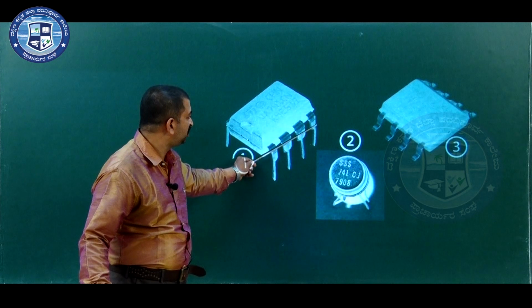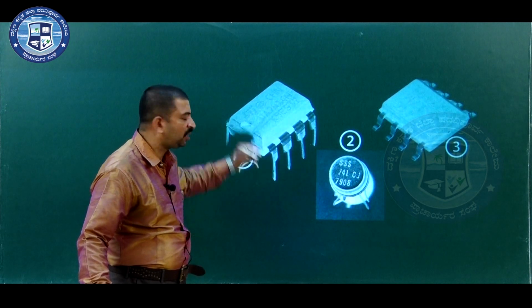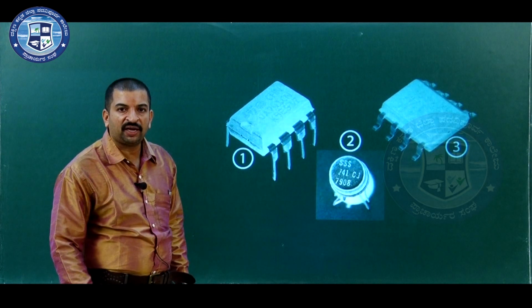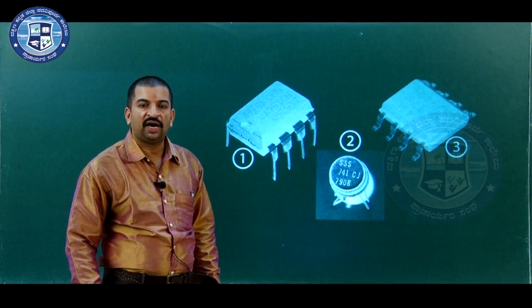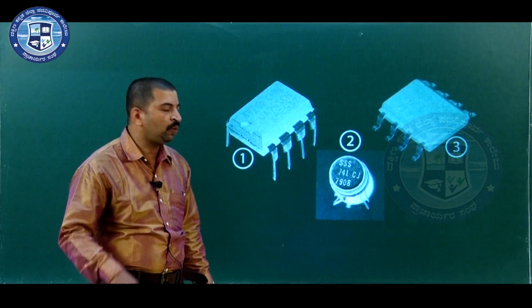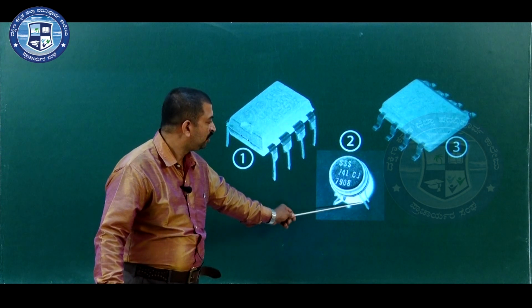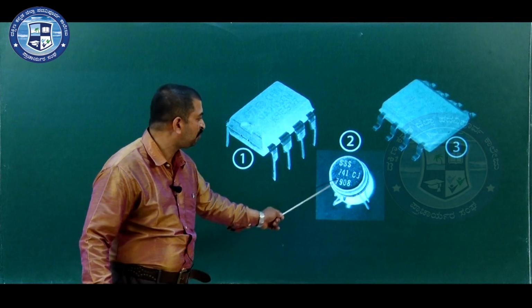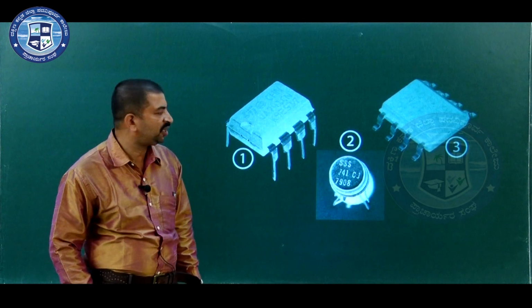Here the IC consists of 4 pins on one side and 4 pins on the other side. The other one is called the metal can package. Here usually the IC consists of a metal cap along with 8 pins. On the other side there are total 8 pins. This is the metal can package. The number 741 is printed over there.